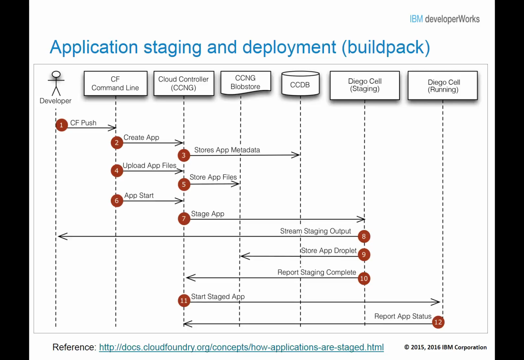The task packages the resulting staged application into a tarball called a droplet, and the Diego cell stores it into the blob store. The task also uploads the build pack cache to the blob store for use the next time the application is staged. Then, the Diego Bulletin Board System, or BBS, reports to the Cloud Controller that staging is complete. Staging must complete within 15 minutes or the staging is considered failed. Then, Diego schedules the application to run as a long-running process on one or more of the Diego cells. Once started, the Diego cells report the status of the application back to the Cloud Controller.